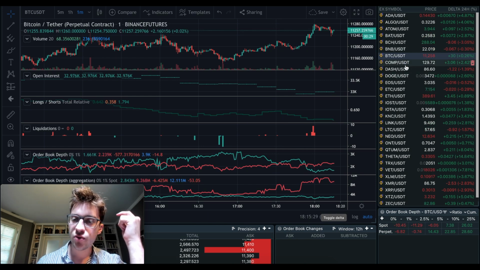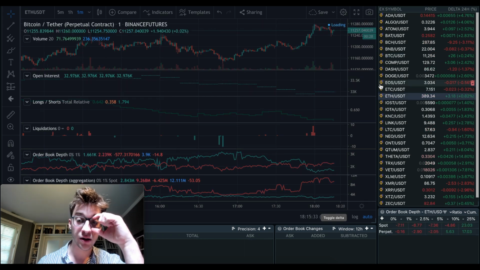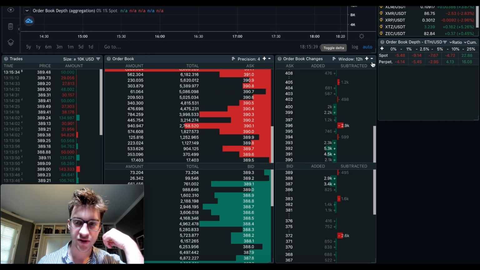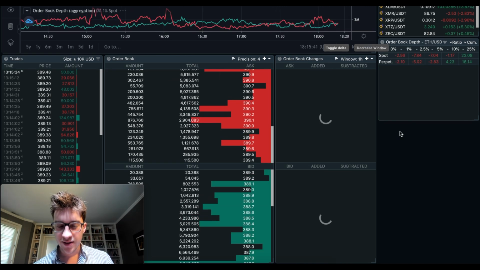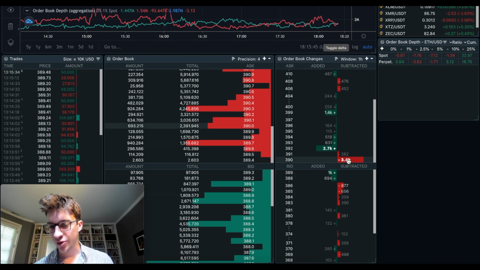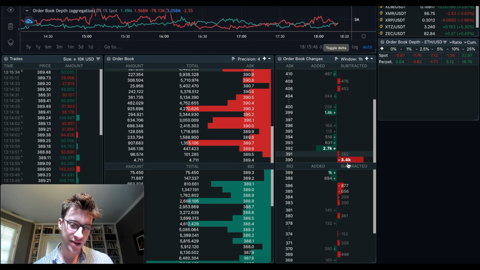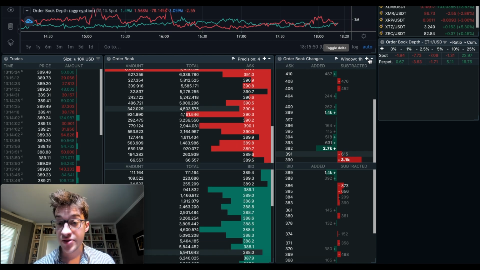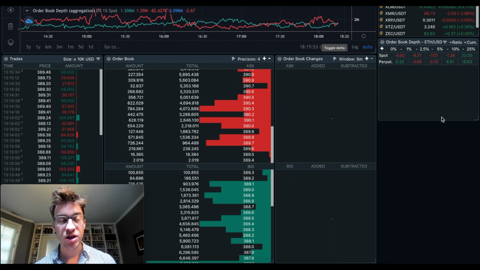All right, so the final one, I think Ethereum works very well for this, and I'm assuming that a lot of you probably like to trade Ethereum on futures, and Ethereum just works so well with this. I'll show you guys the good one for last. So it looks like this is quite bullish, right? Look at all of these offers being pulled, bids being added, and market buys dominating over market sells. This, to me, on the 1 hour, looks genuinely bullish.